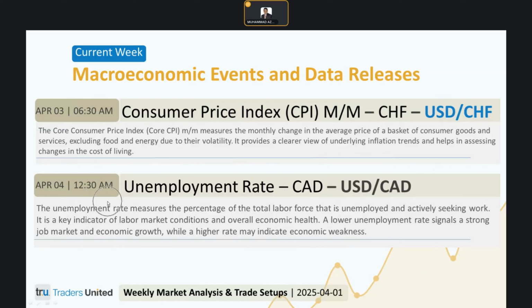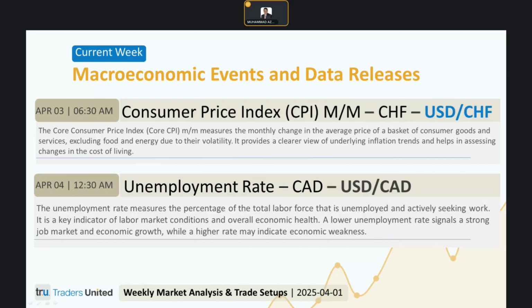Next one is the unemployment rate. Now, what is the unemployment rate? Let's talk about it for a second. The unemployment rate measures the percentage of unemployed individuals actively seeking work in Canada's labor force. It serves as a key economic indicator reflecting the strength of the job market and the overall health of the economy. The Bank of Canada (BOC) closely monitors labor market data, as a strong employment report may support tighter monetary policy, strengthening the Canadian dollar.